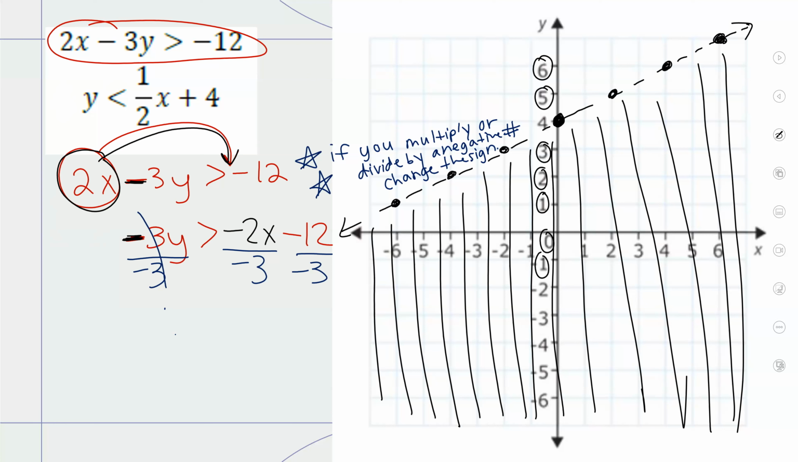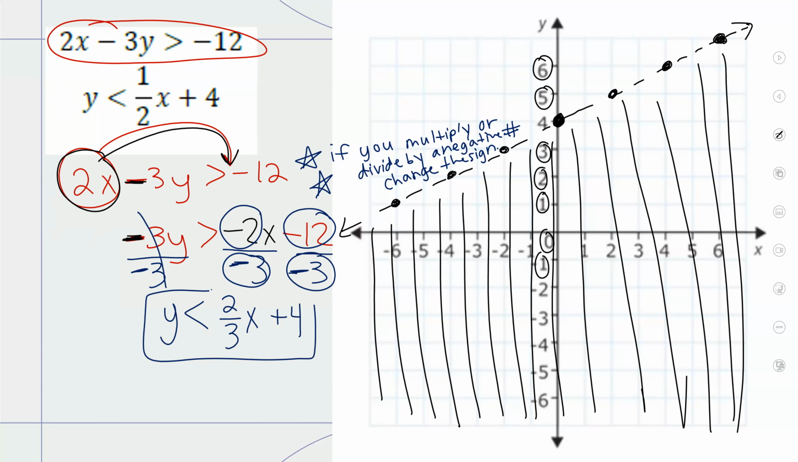Okay, so this remains y. I'm dividing by a negative number. If you divide by a negative, this sign will now face the other direction. You have to change the sign. A -2 divided by a -3 will be positive. So this is now a positive fraction. -12 divided by -3 is a +4. So this is the line that I am going to graph. Okay? Now I hope you wrote down that part in your notebook somewhere. I'm going to erase this so that I can draw my line.